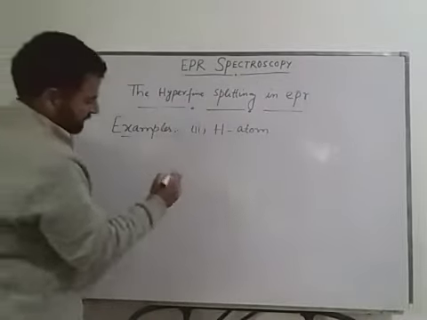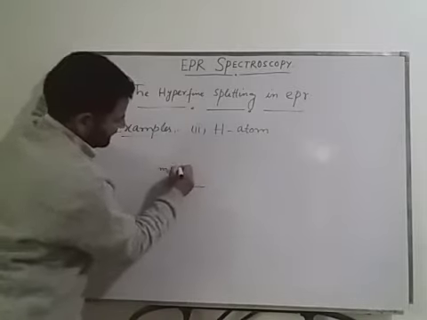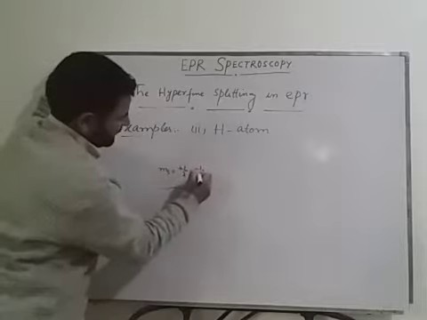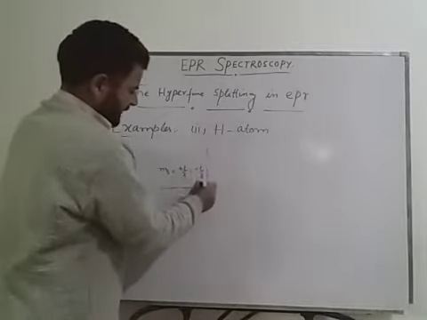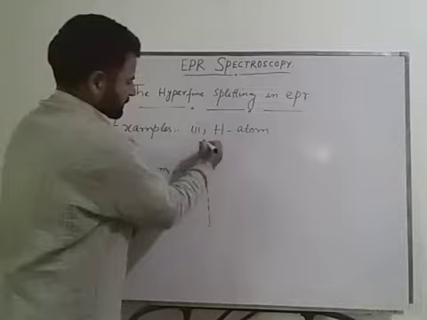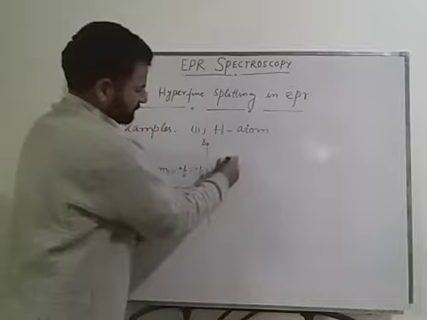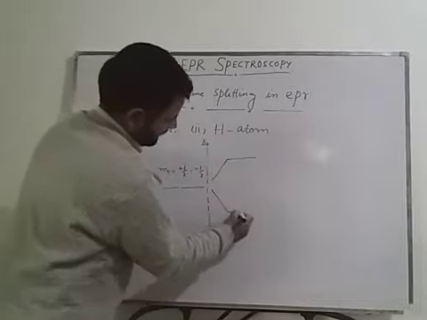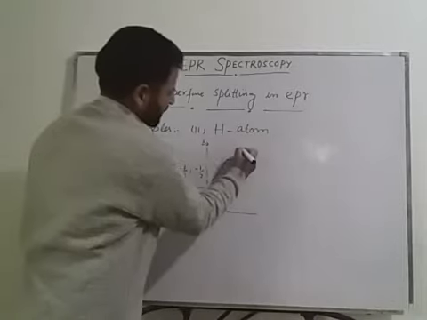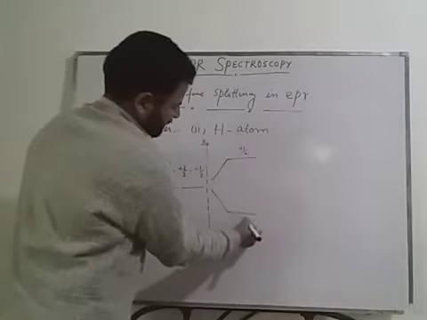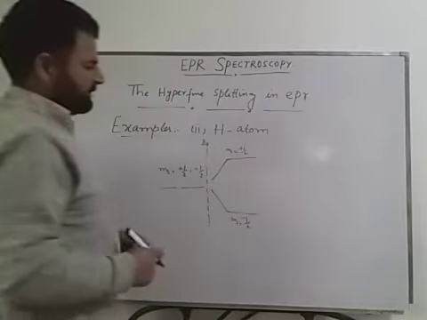We will show it like this. Firstly, when there was no magnetic field, we write Ms is equal to plus 1 by 2 and minus 1 by 2. The two energy levels were degenerate, but once the magnetic field B naught was applied, what happened? These energy levels will now split. As we read earlier, one will correspond to plus 1 by 2 and the other to minus 1 by 2: Ms is equal to minus 1 by 2 and Ms is equal to plus 1 by 2.